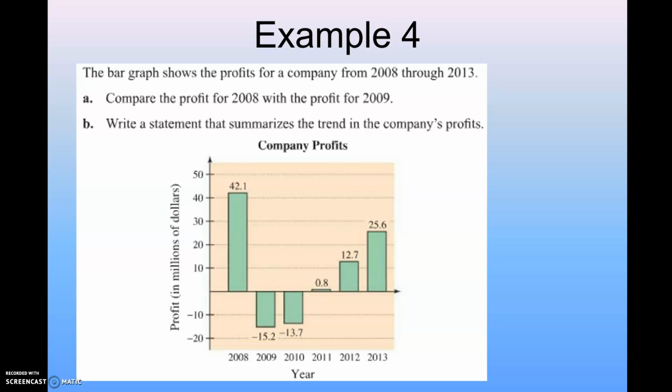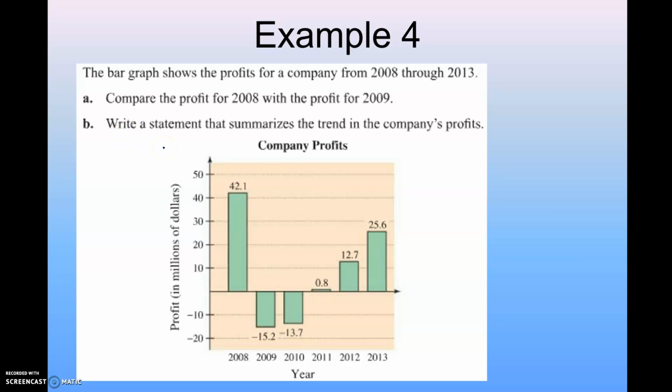Do you guys know what was happening 2008, 2009? The market like totally crashed. Auto industry crashed. The housing market crashed. It was kind of bad for a lot of people. So compare the profit for 2008 to 2009. You could write 42.1 is greater than negative 15.2. That's kind of a duh statement.